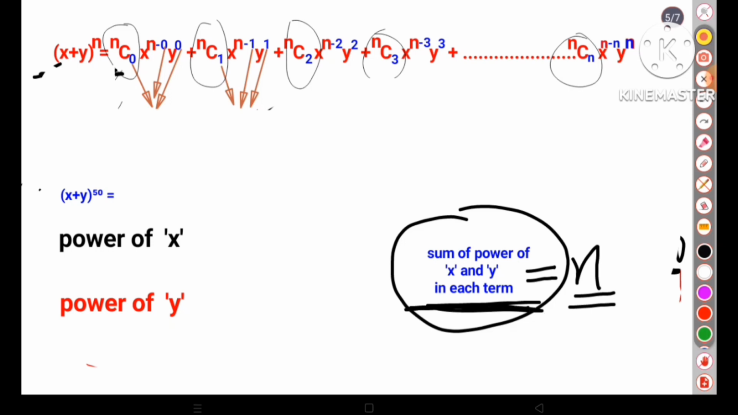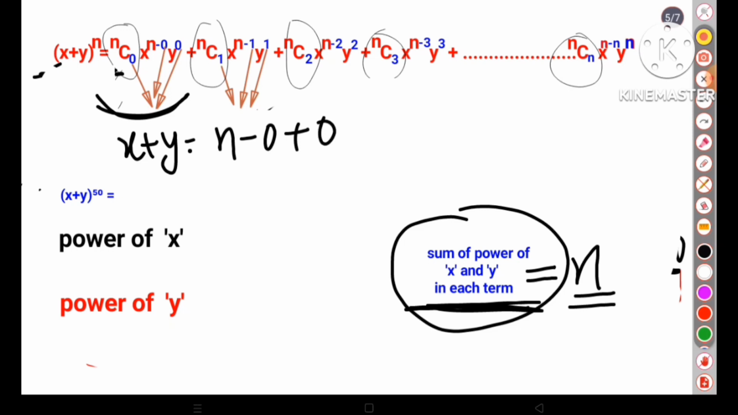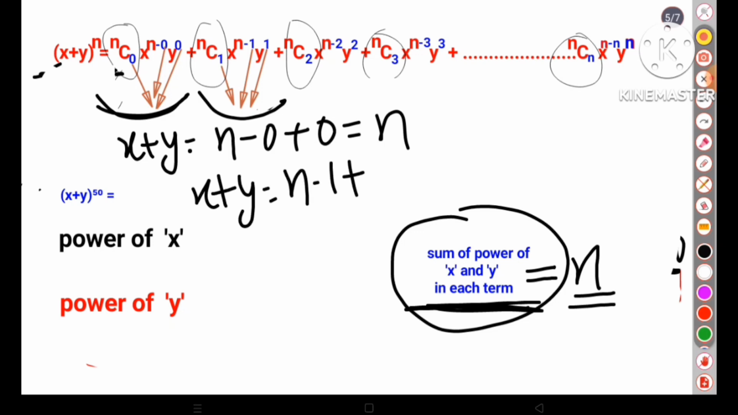For example, for this term, the sum of the powers of x and y is equal to n minus 0 plus 0, that is equal to n. Similarly, for this term, the sum of the powers of x and y is equal to n minus 1 plus 1, that is equal to n. Similarly, for all the terms, we can say that the sum of the powers of x and y will be equal to n.